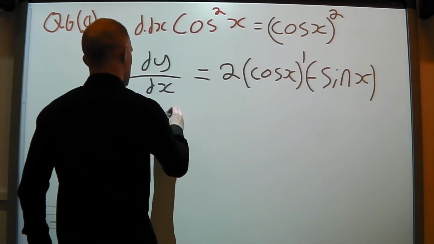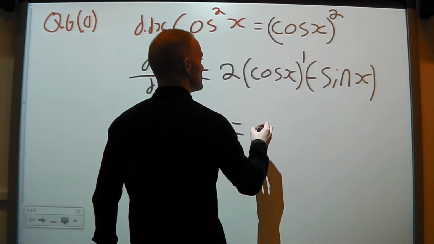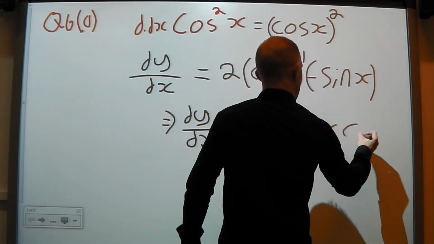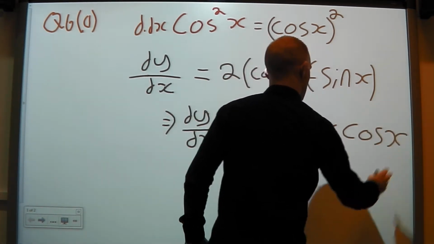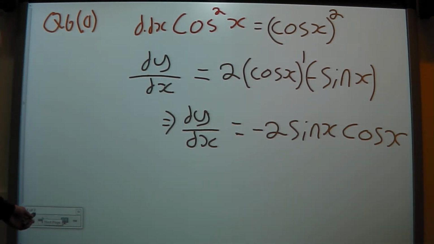So that implies dy/dx is equal to minus 2 sin x cos x. That part's actually reasonably straightforward. Now on to the next part of the question here.